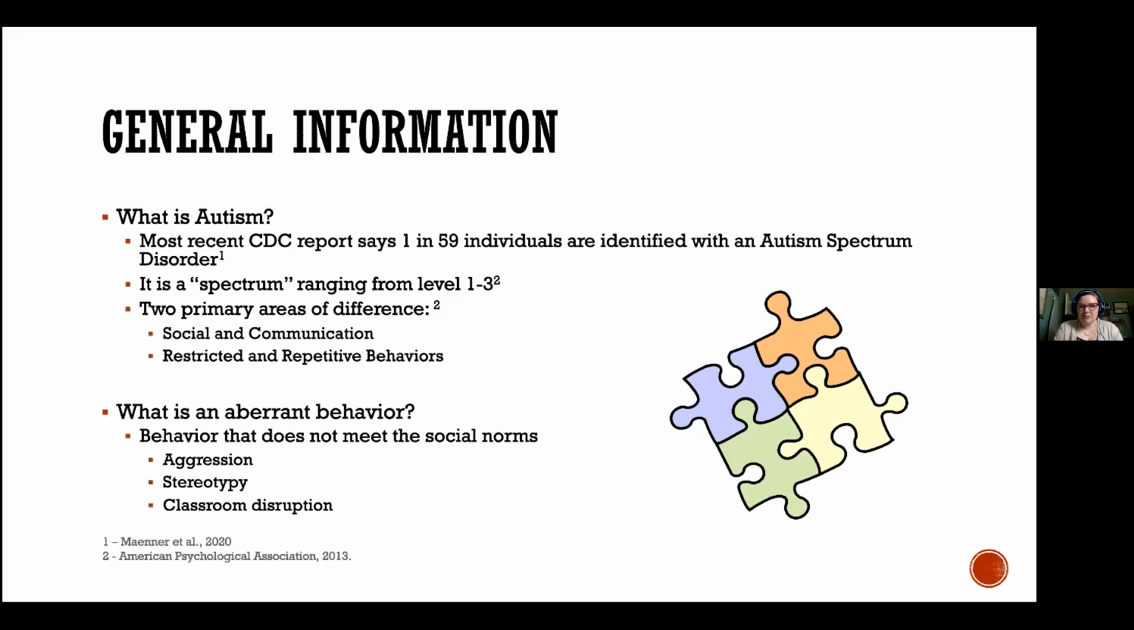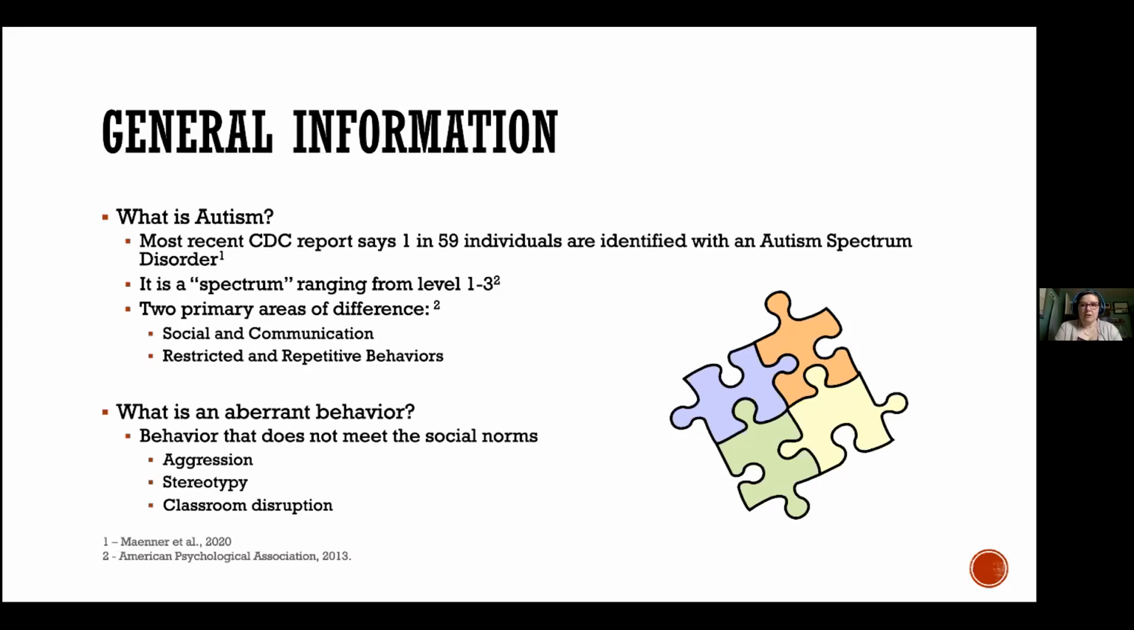By definition, what we're looking at are 2 primary areas of difference. That's social and communication deficit, as well as restrictive and repetitive behaviors. And I always like to address the restrictive and repetitive behaviors, because that could include the stereotypy that we think about, like hand flapping, but it could also mean just repetitive thoughts, really narrow interests, those types of behaviors as well.